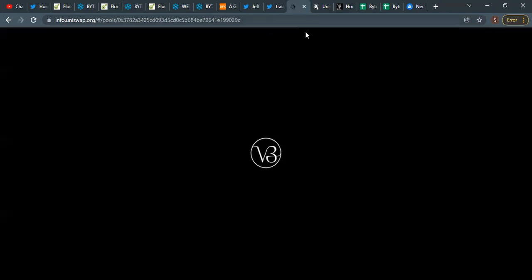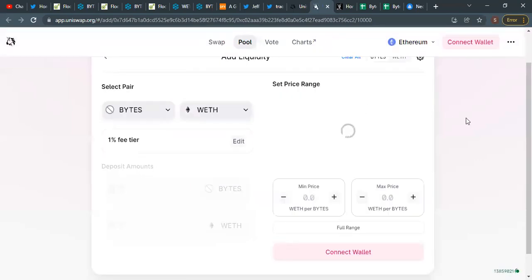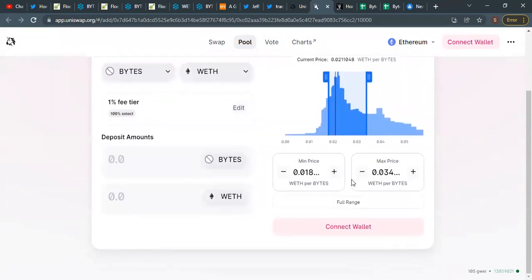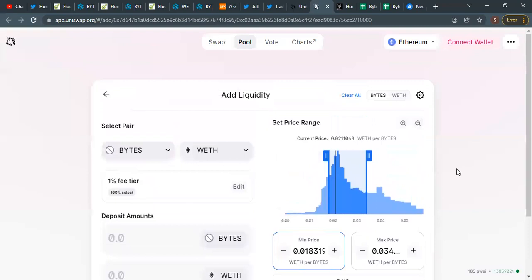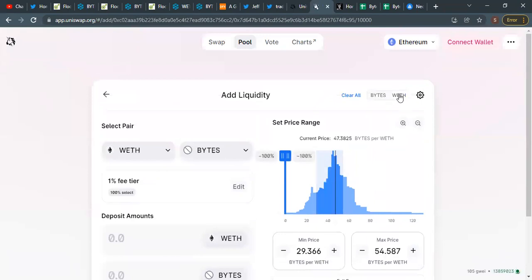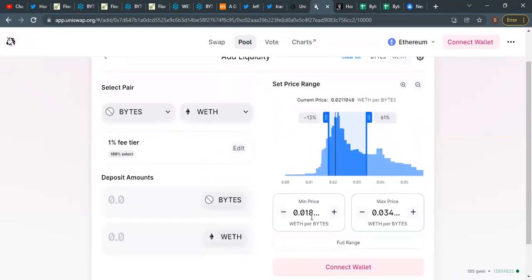And just to go a little bit further into what it's like to provide liquidity and choose ranges, I like to use this ratio here. You can change it, you know, Bytes versus ETH. I feel like it's a lot easier for me. I just like to use ETH versus Bytes, and that's what I got here.